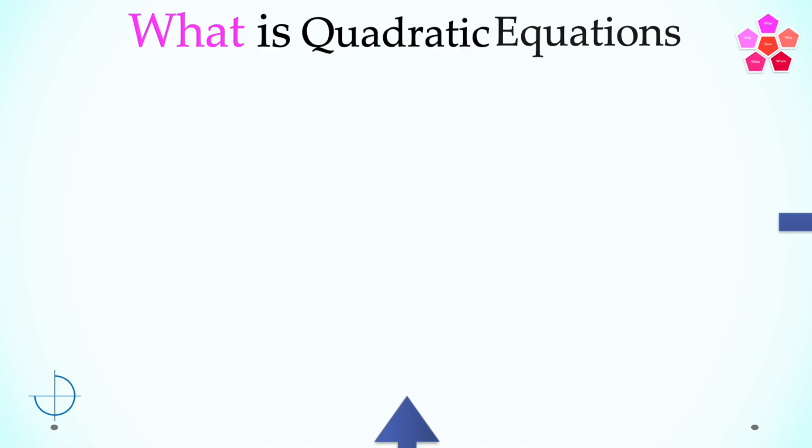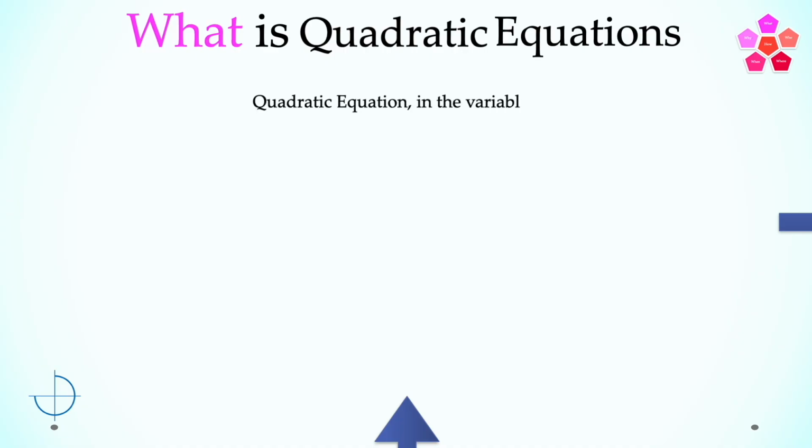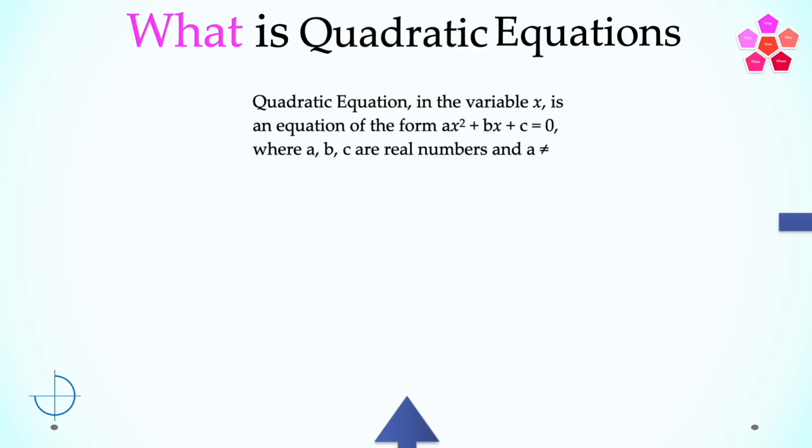So what is a quadratic equation? A quadratic equation in the variable x is an equation of the form ax squared plus bx plus c is equal to 0, where a, b and c are real numbers and a is not equal to 0. Some examples are given here. Here we can see that in all these quadratic equations, the coefficient of the term where the degree is x squared is not equal to 0 and a, b and c are real numbers.